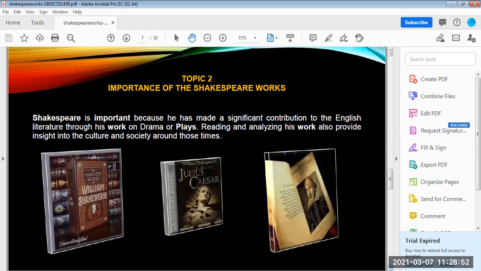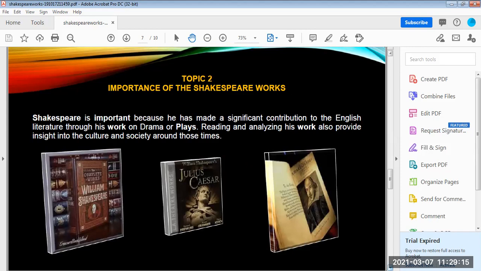Now, the importance of Shakespeare's work. We move now to the second topic. Why do we consider the plays written by Shakespeare, as well as the sonnets and the poems written by this writer, as important? Actually, we don't have a final answer, okay?